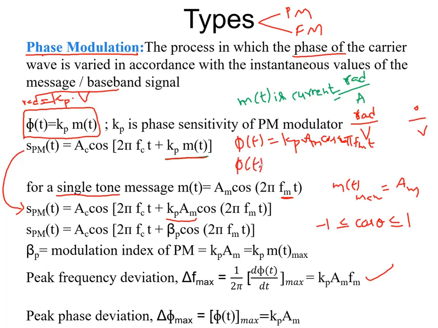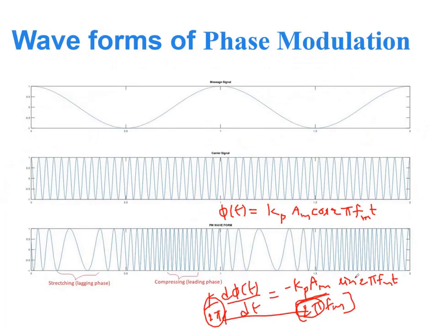The peak value of phi t, you can be writing it as how much? Kp times Am. That's why your peak phase deviation for phase modulation is kp times Am, whereas the peak frequency deviation for phase modulation is kp times Am into fm. Anyway, we'll be solving problems on this, but before going to the problems you should understand the waveforms of both varieties, phase and frequency modulation.